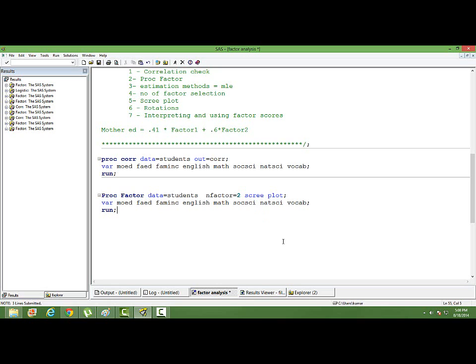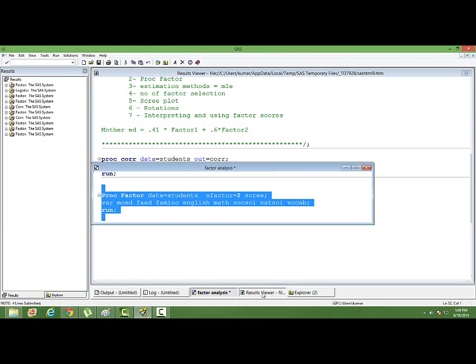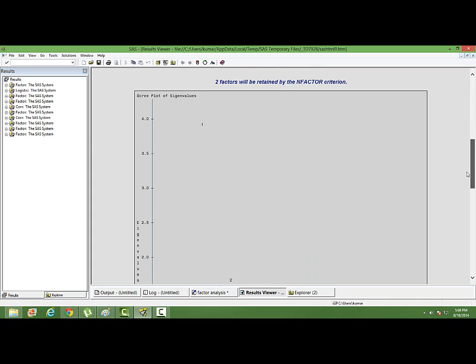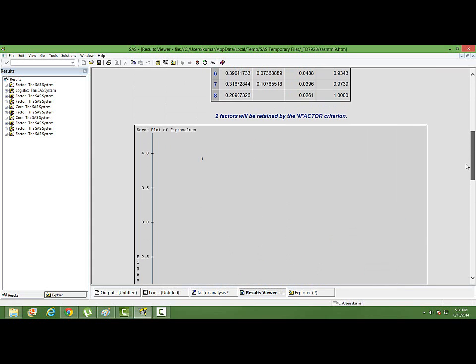To plot a Scree plot, we use the option SCREE. Let me run this. Well, what is a Scree plot? It's nothing but a plot of the eigenvalues, and this particular plot is used to find out the number of factors that should be retained.